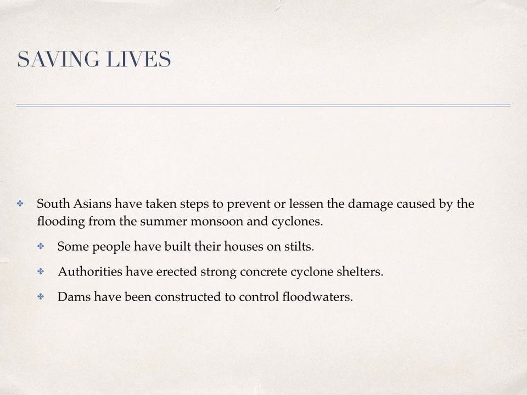Saving lives. So South Asians have taken some steps. These are poor people in general, and they've taken some steps to prevent or lessen the damage caused by flooding, either flooding coming from the summer monsoon or flooding from cyclones. So a lot of people, especially near coastal areas or near the rivers, have built their houses on stilts. That's not a very costly thing to do.